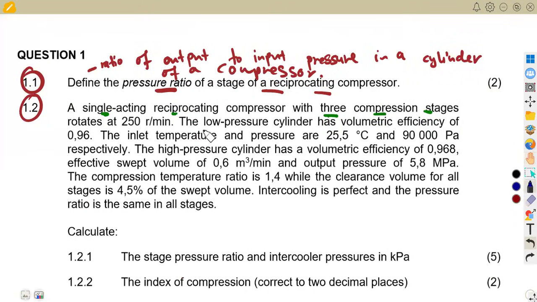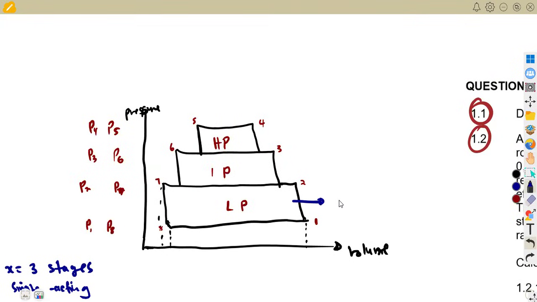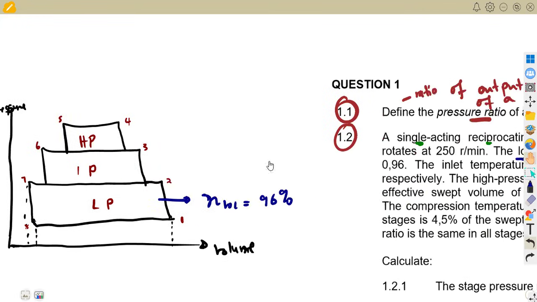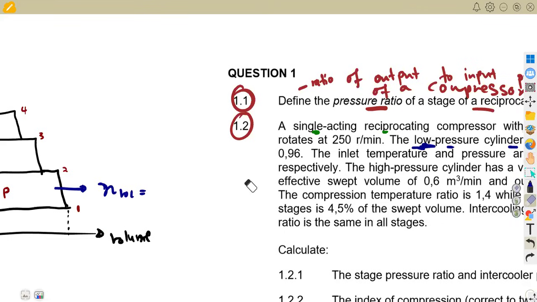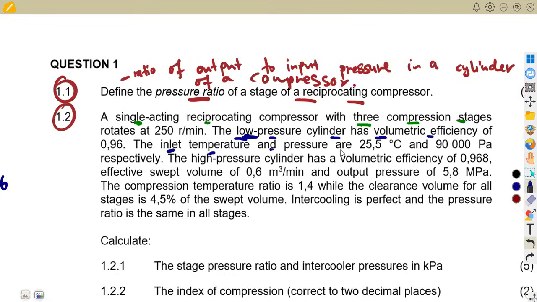And also given that the low pressure cylinder has a volumetric efficiency of 96%, which is 0.96. Let us just write it as a decimal, the way that we are given, 0.96. Then we are also given the inlet temperature and the pressure are 25.5 degrees Celsius and 90,000 Pascal, respectively.